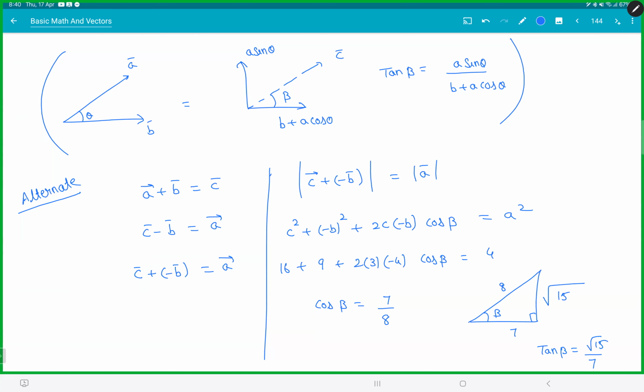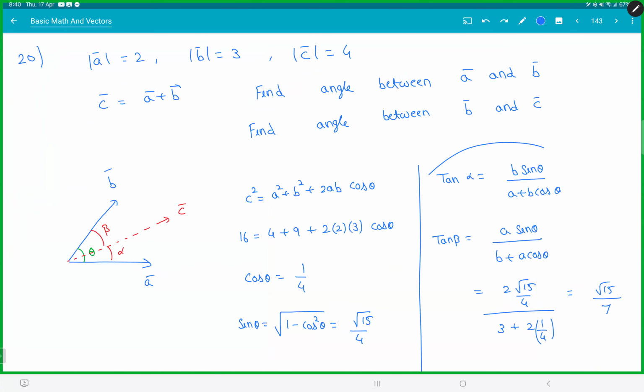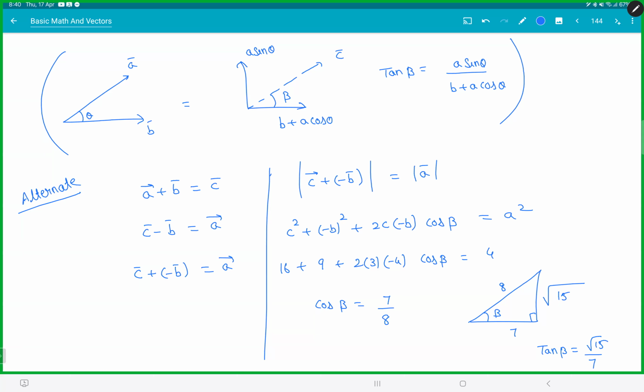Make sense? So if you use this method, you'll get cos beta. If you use this formula, you'll get tan beta. Yeah, both are interchangeable. This is a much faster method in case I have a problem remembering this. I don't remember this properly, I have to derive the whole thing. Better I can do this.